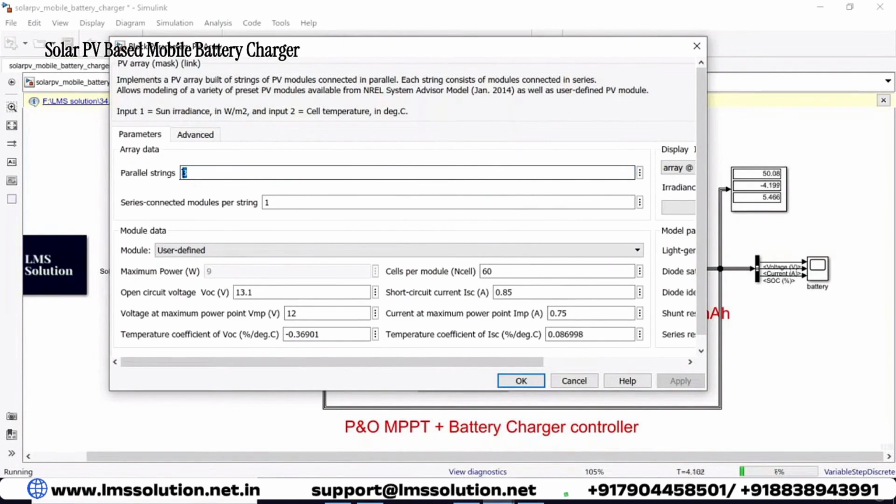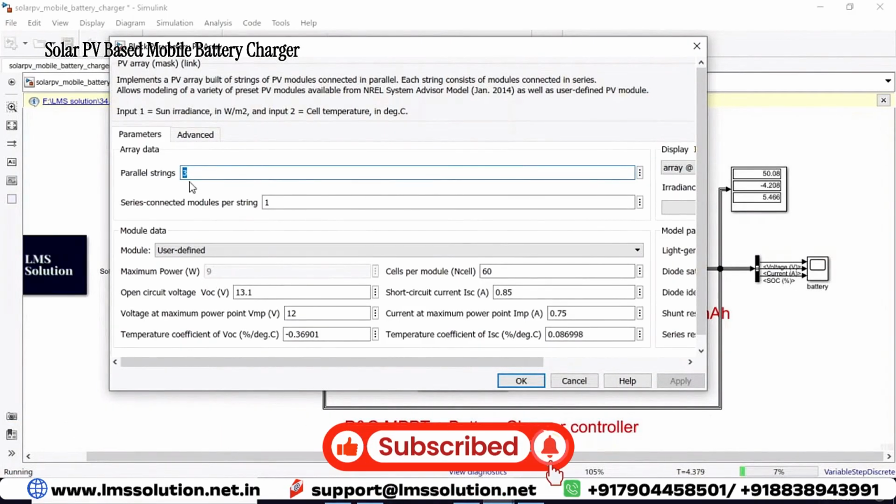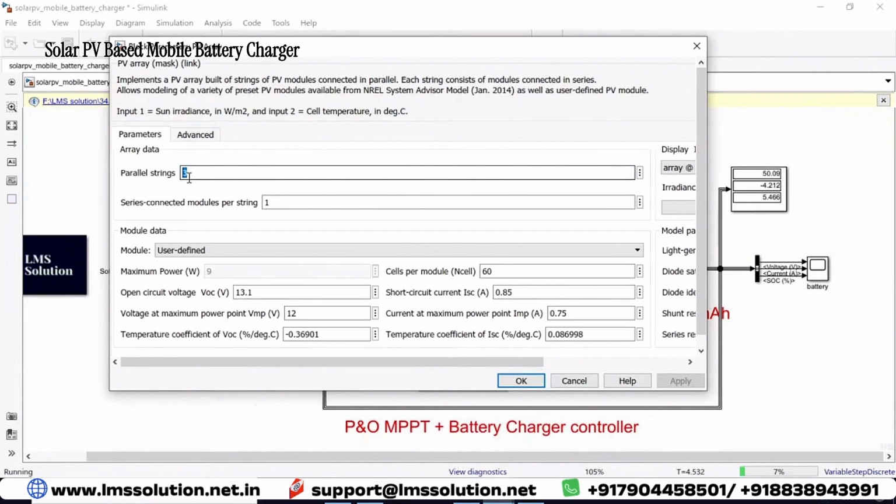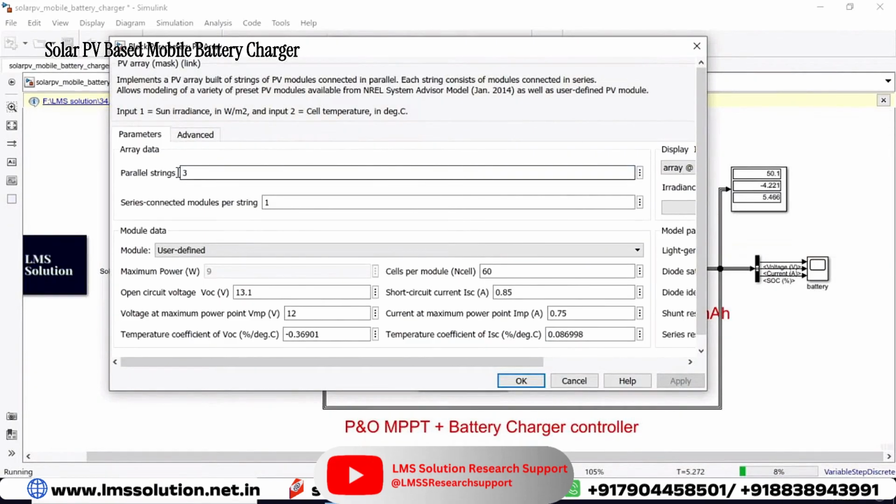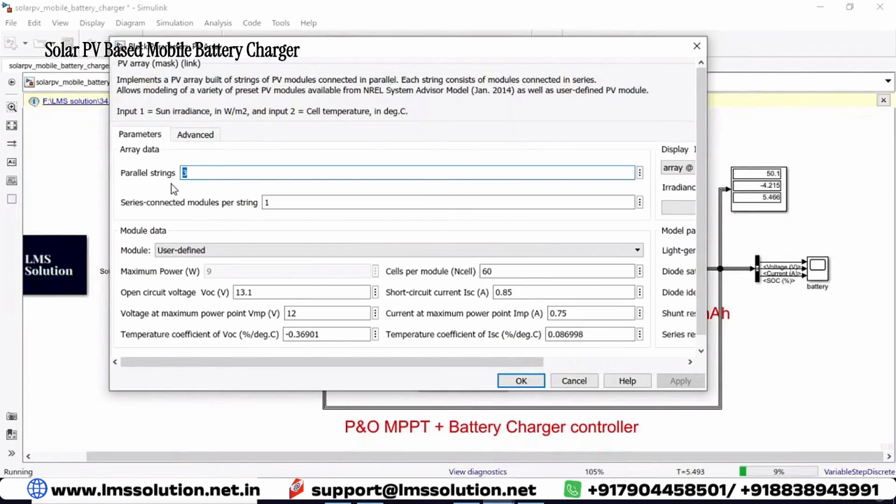If you change this value to 2, since the single module already has 9 watts, you will get 18 watts of solar panel power. That means you are combining 2 panels in parallel, which is why the power rating increases. Here I chose parallel string equal to 3. In the module I sent, you can see the parallel string value is 1, so you can change this value also. For example, I'm going to change this value to 1.